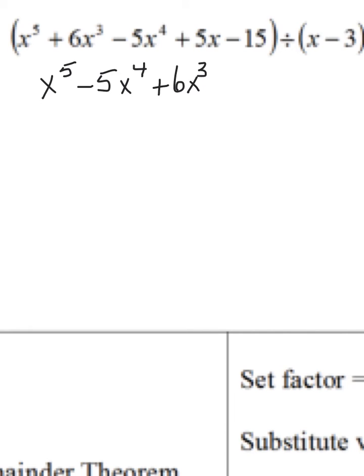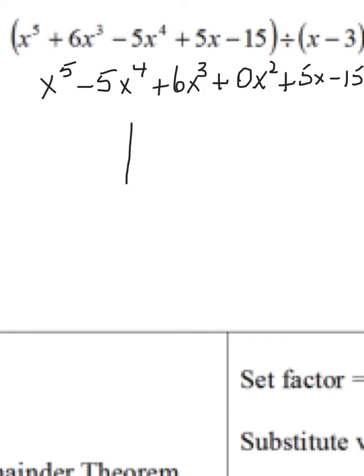Okay, so as I was writing my polynomial, I noticed that I have an x to the 5th, I have a minus 5x to the 4th, I have a plus 6x to the 3rd, but I don't have an x squared. So remember what I said about that. You have to put in a placeholder for anything that's missing. This one is missing an x squared. So we have to put in a 0x squared in that spot. Then I have my 5x, and then I have my minus 15. Now I have all the pieces I need to do my synthetic division.